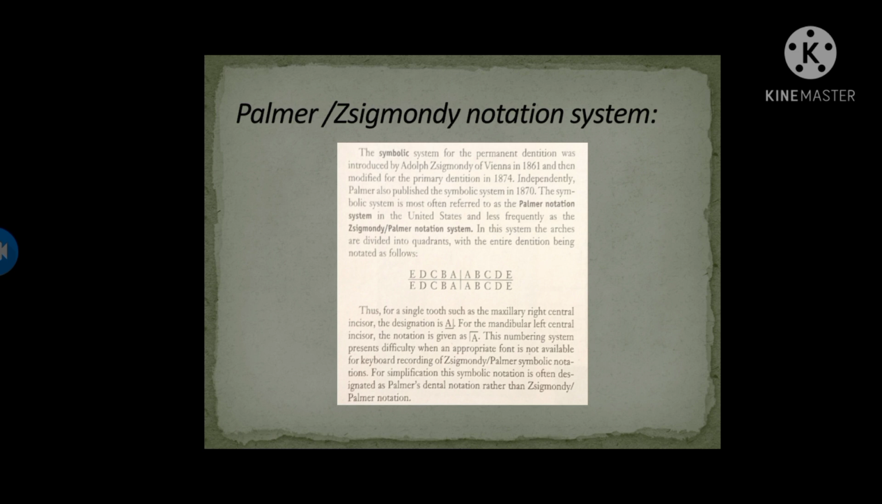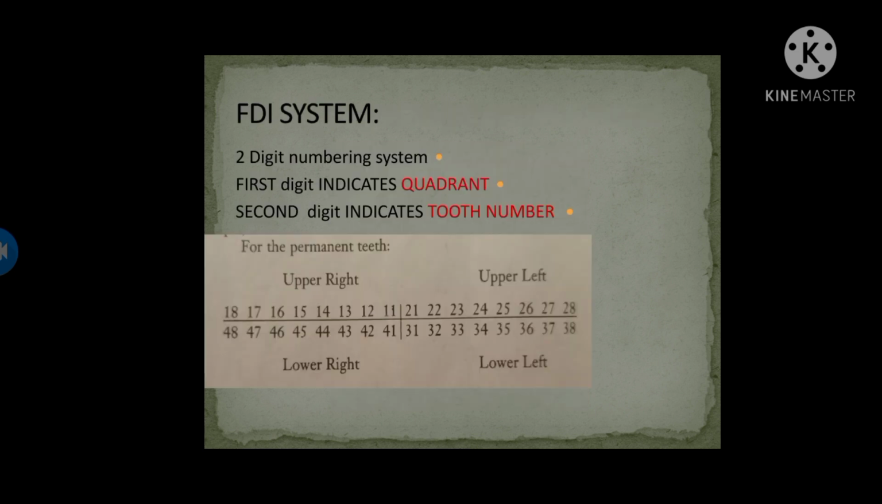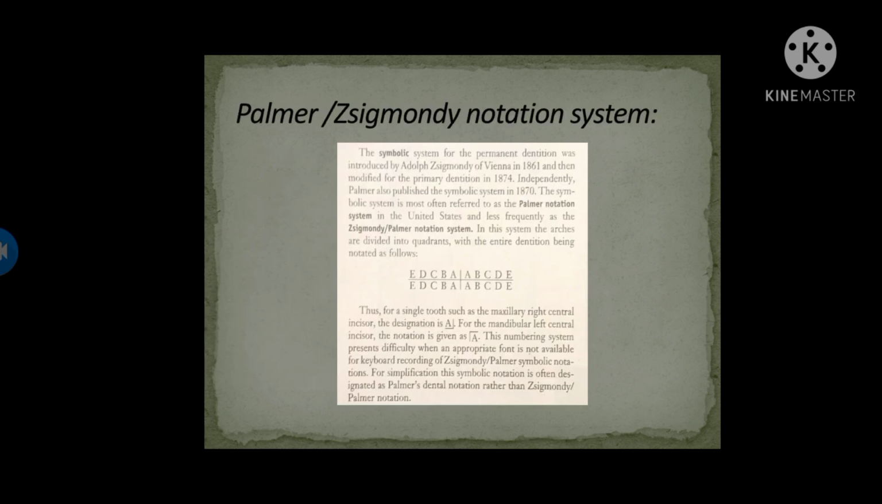In the Palmer notation system, we use symbolic representation. In this system we usually use quadrants to denote the location. Either it is the first, second, or third quadrant, or either it is an upper or lower quadrant tooth, right? Let me draw it.